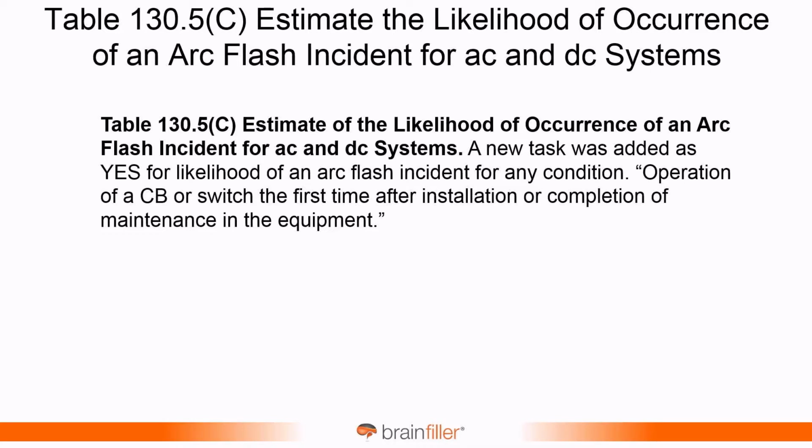Estimate the likelihood of occurrence of an arc flash incident for AC and DC power systems. This is new. This is a new addition. Some people have been talking to me about this, and let me explain what this is about. So we have these tables, and I mentioned the tables. The first sort of version of these tables were introduced in the 2015 edition, and it lists certain tasks, and then it lists, it didn't start out this way, but now it says likelihood of an arc flash, yes or no. And so there's a lot of different tasks in there.